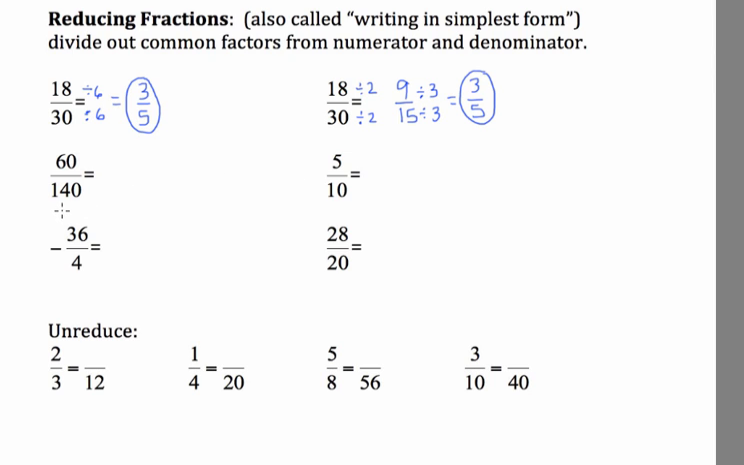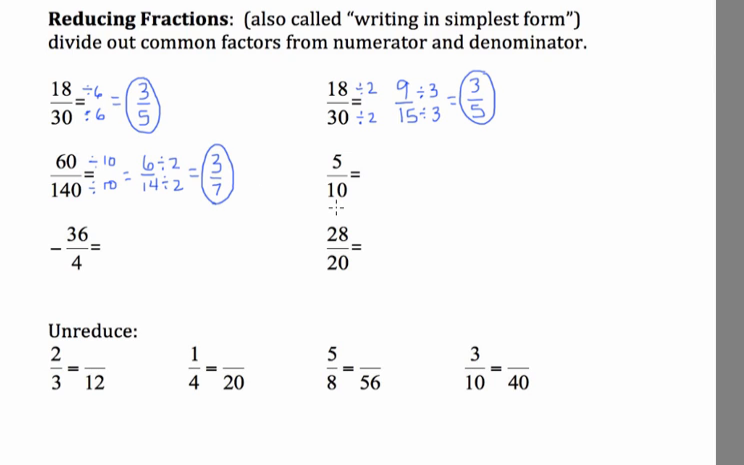60 divided by 140. I see that both end in 0. So I will divide out a 10, both top and bottom, giving me 6/14. Then I see that they're both even. That means a 2 can divide out of both top and bottom, giving me 3/7. 3 and 7 are relatively prime. No number divides into both of them besides 1. So that is reduced all the way, 3/7.